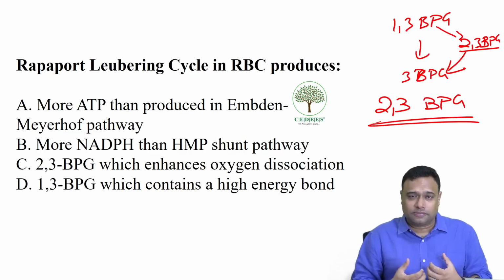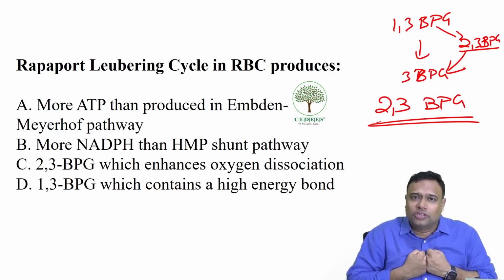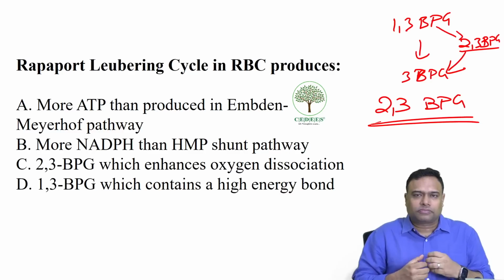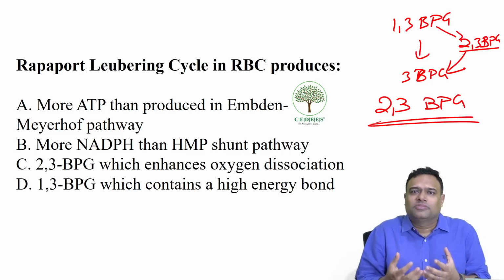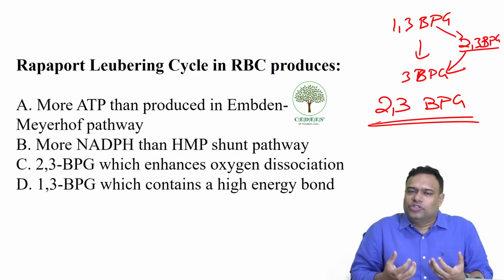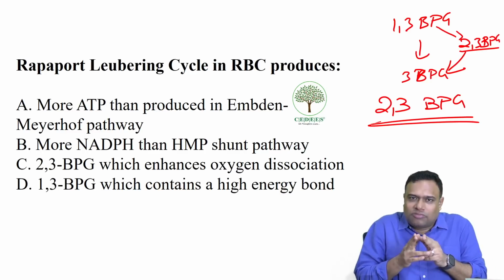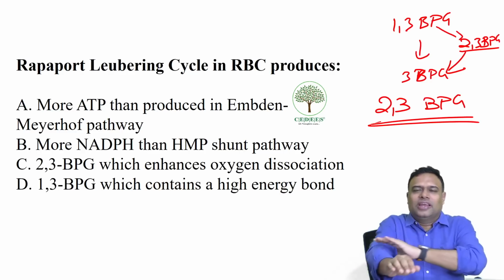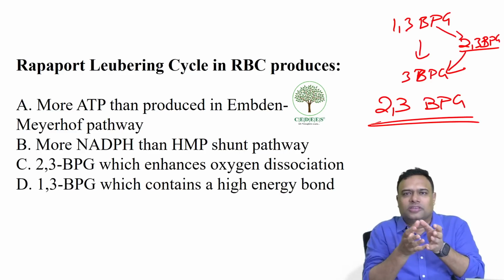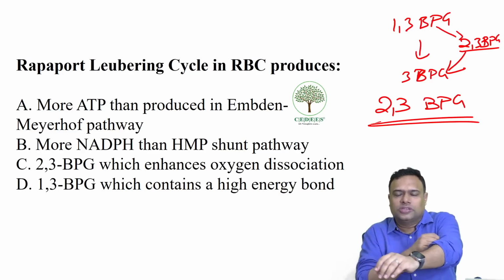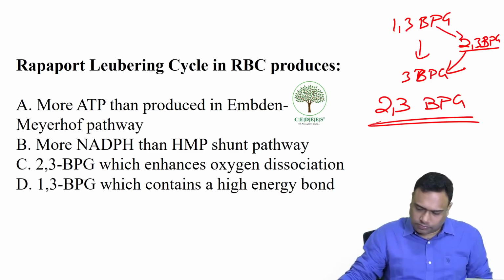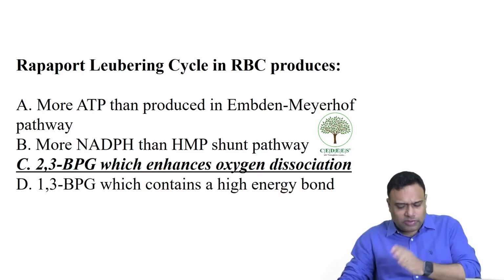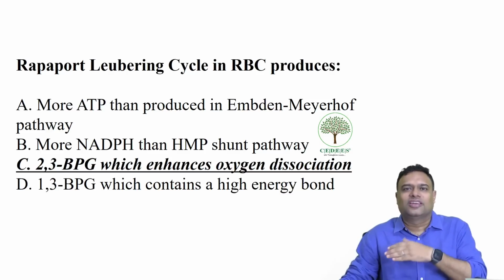So when you're exercising, hemoglobin is having all the oxygen, right? So when you're exercising, you don't want the oxygen to be in the hemoglobin. You want it to be in the muscles, right? So when you're exercising, there's an increase of 2,3 BPG. This cuts the oxygen from oxyhemoglobin and makes sure that the oxygen is then entering your tissues. That is the most important function of Rapoport-Luebering cycle. Okay, so the answer is 2,3 BPG enhances oxygen dissociation.